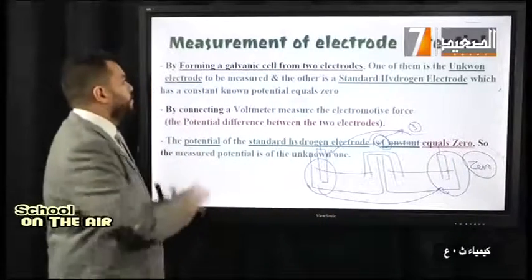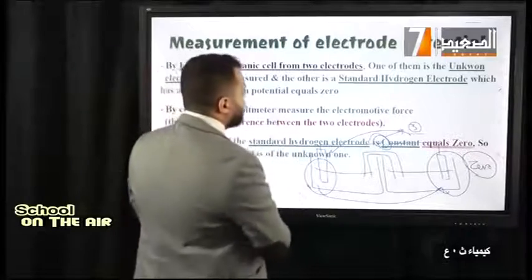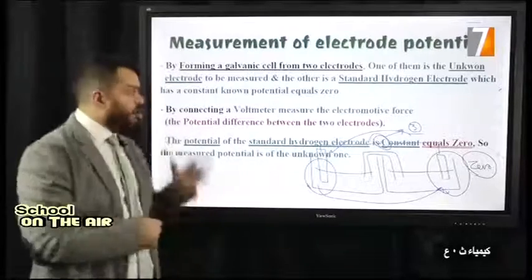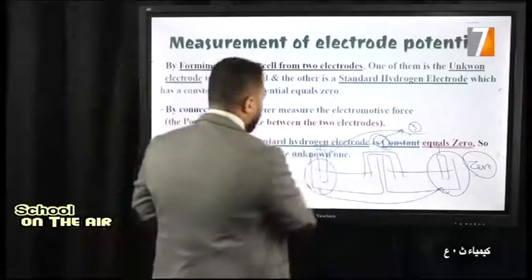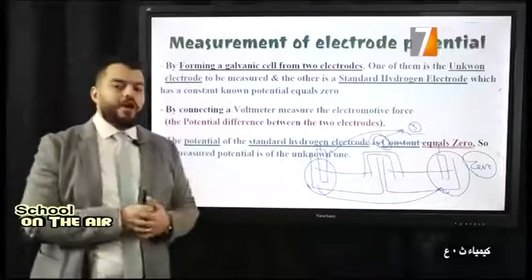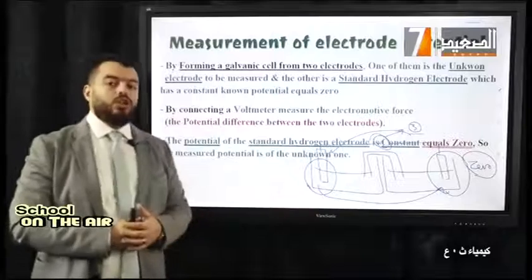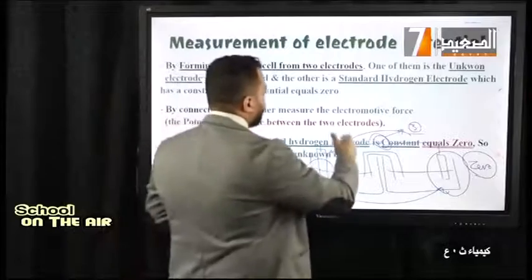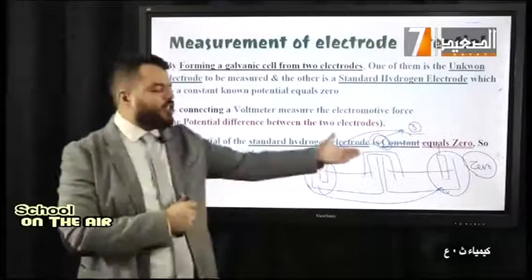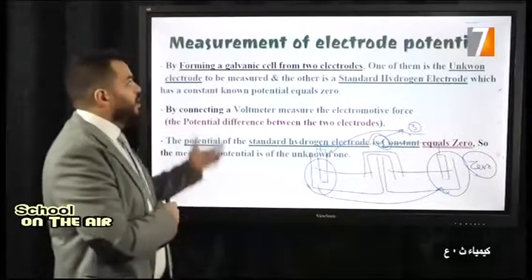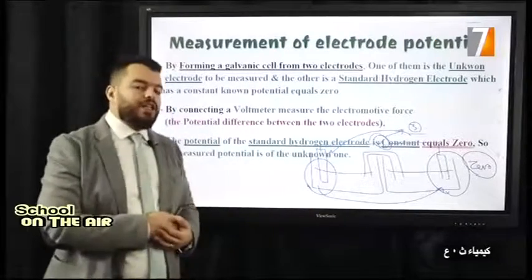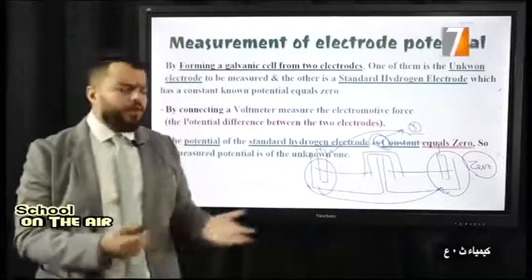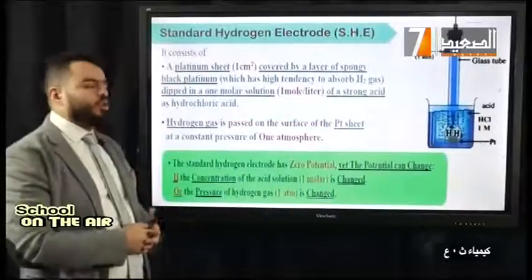Let's read. By forming a galvanic cell from two electrodes, one of them is the unknown and the other is the standard hydrogen electrode, which has a constant value, which is 0. By connecting a voltmeter to measure the potential difference between the two electrodes, you will know that the potential difference between the two electrodes is that measured on the voltmeter. So you will be able to measure the electrode potential by connecting it to a standard hydrogen electrode and making a galvanic cell. What is the standard hydrogen electrode?